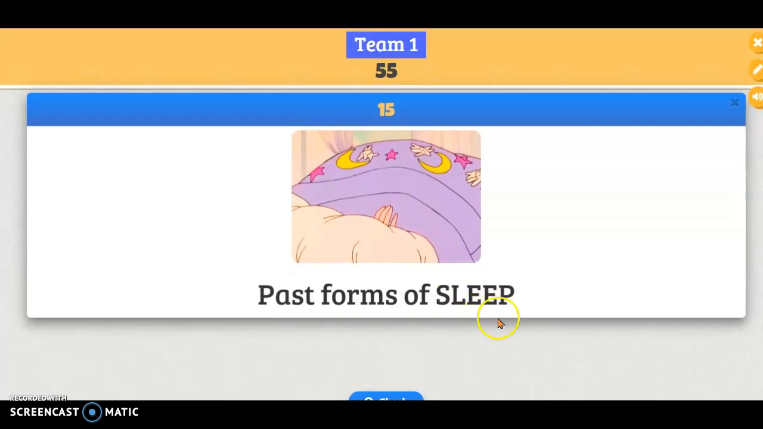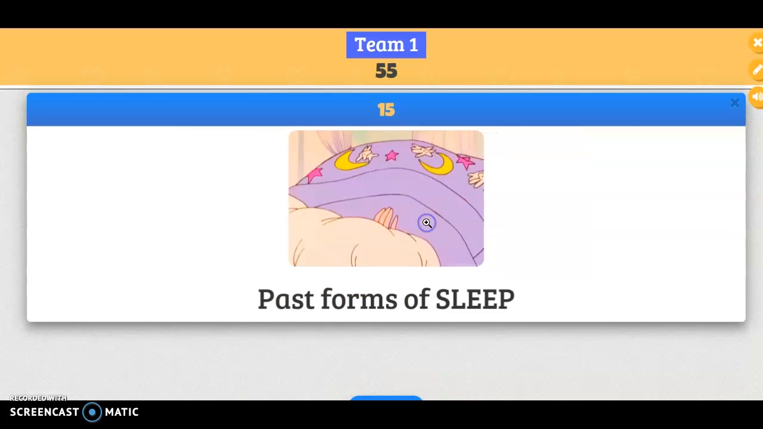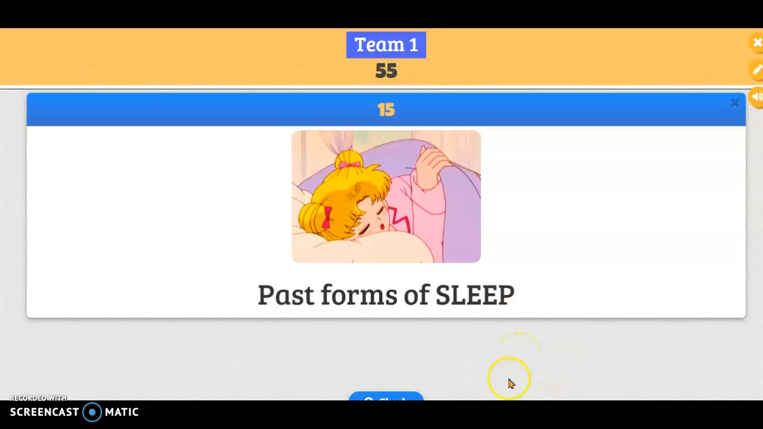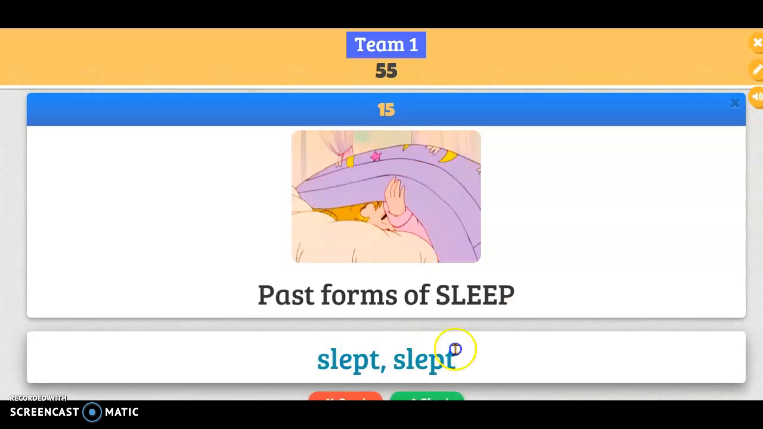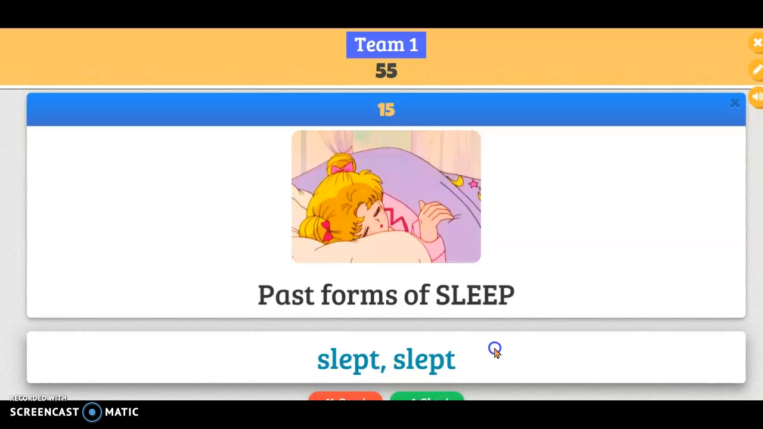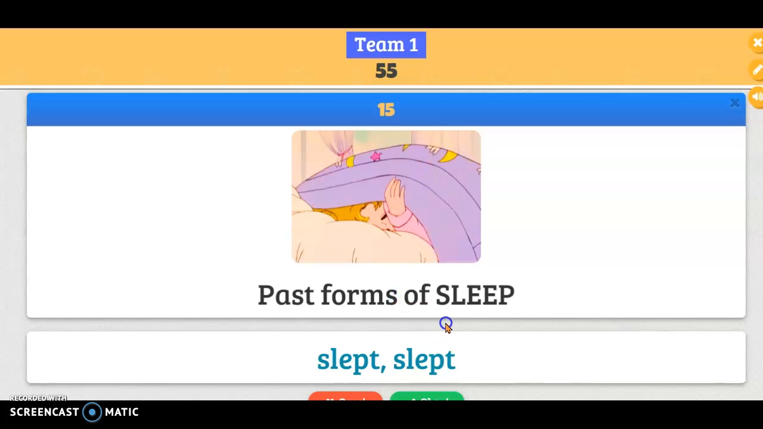Next one. Sleep. Look at that girl. She just wants to sleep a little. Sleep. Yep. Slept. Copy. Slept. Some verbs have the same past and past participle, and this is one of them. And it's easier for us to remember.